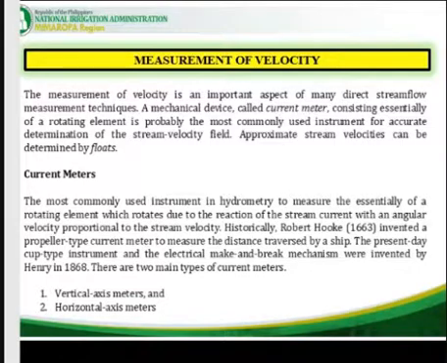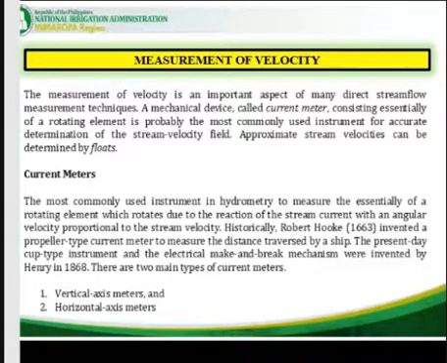Measurement of velocity. The measurement of velocity is an important aspect of many direct stream flow measurement techniques. A mechanical device called a current meter, consisting essentially of a rotating element, is probably the most commonly used instrument for accurate determination of the stream velocity field. Approximate stream velocities can be determined by floats. Current meters, the most commonly used instrument in hydrometry, consist essentially of a rotating element which rotates due to the reaction of the stream current with an angular velocity proportional to the stream velocity.